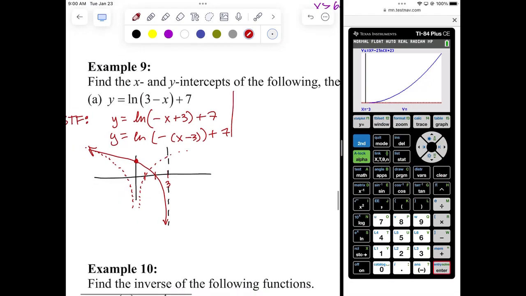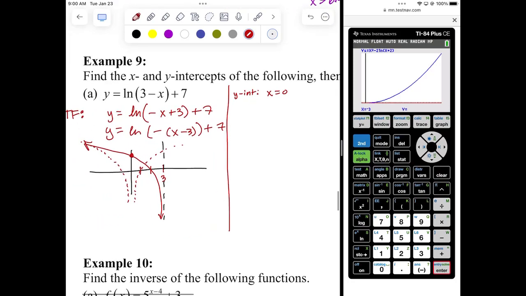In general, which of those two is easier to find, the x or the y intercept? The y-intercept is easier because all you got to do is let x equal 0. And it's a function of x, so it's just plug and chug, right? So here we go. Y of 0, you can write it in function notation, is equal to the natural log of, what's 3 minus 0? 3, plus 7. Is that a positive number? Yeah, that's a positive number.